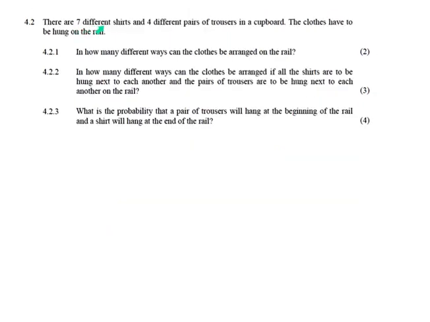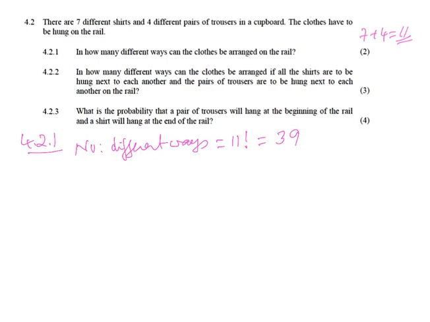Next question. There are 7 different shirts and 4 different pairs of trousers in a cupboard. The clothes have to be hung on a rail. In how many different ways can the clothes be arranged on the rail? So the question is, how many different ways can I arrange them? How many dresses do I have in total? I have 7 plus 4, I have 11 dresses. Therefore, I can arrange them in 11 factorial ways. So that is my answer for the first one. You can leave your answer as 11 factorial, or you can write it as 39,916,800 if you feel that is what is required.